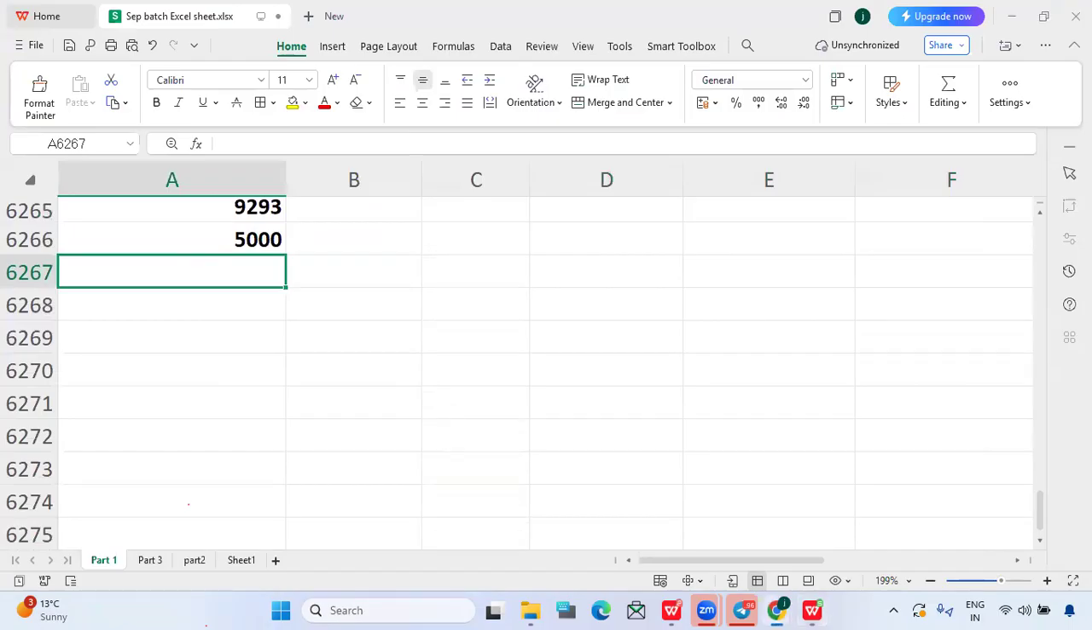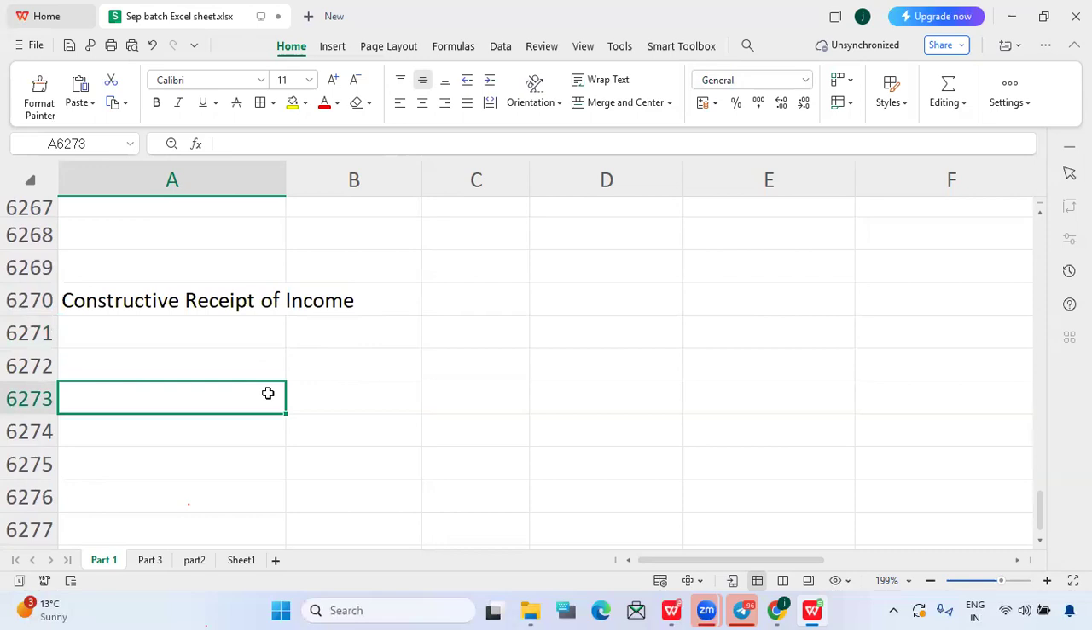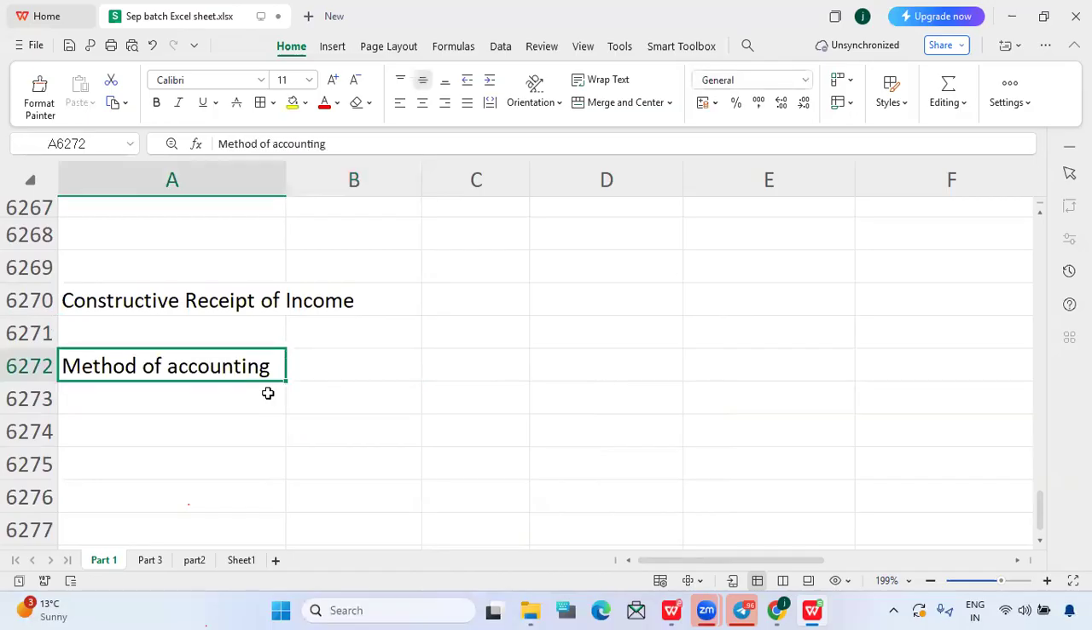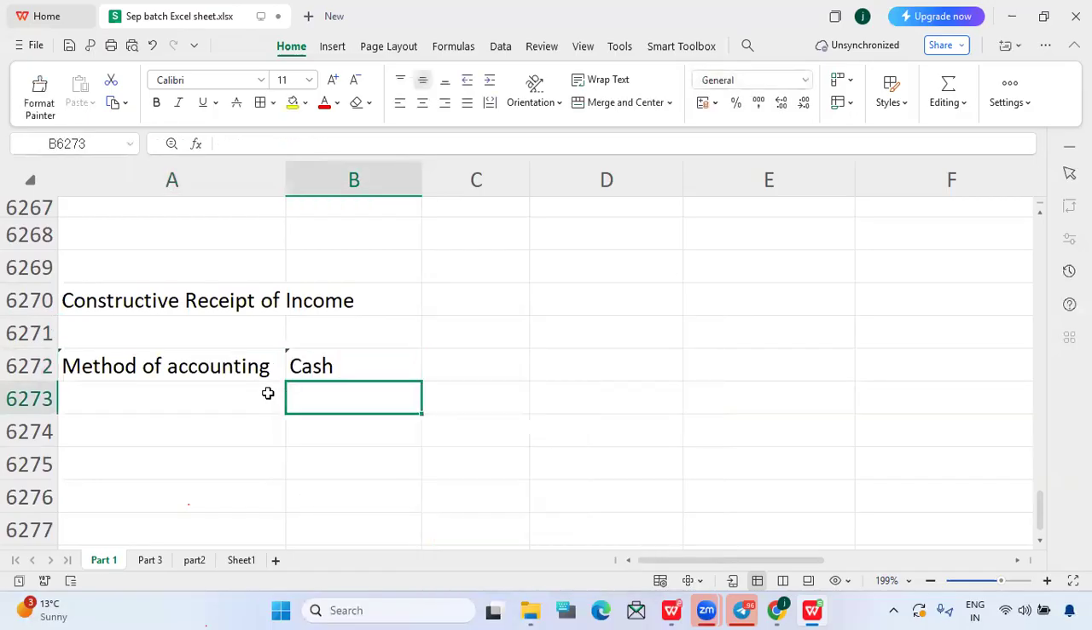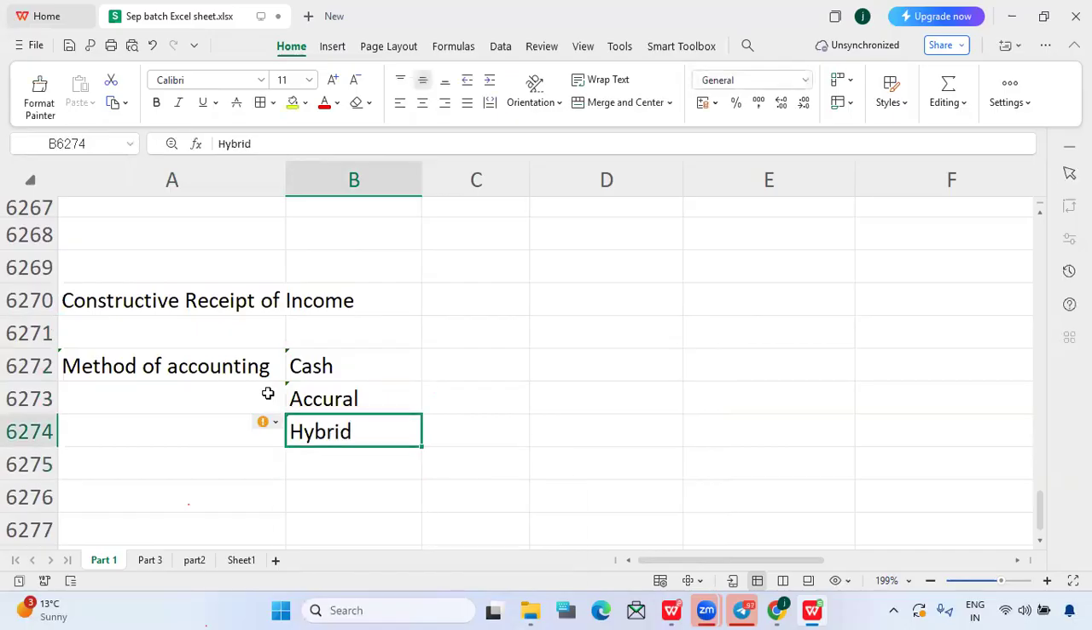And the next one: constructive receipt of income. So what is constructive receipt of income? In accounts or taxes, we have two methods of accounting: the cash method and the accrual method. We also have a hybrid method, which we see in farming income, a mix of accrual and cash. But in many cases we see only two: the cash method and the accrual method of accounting.